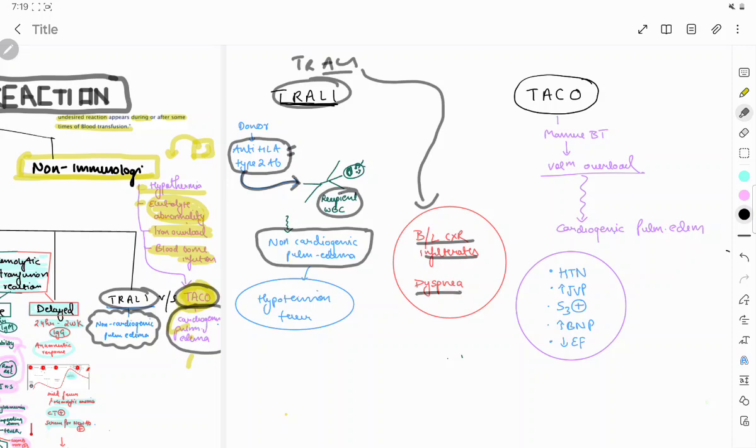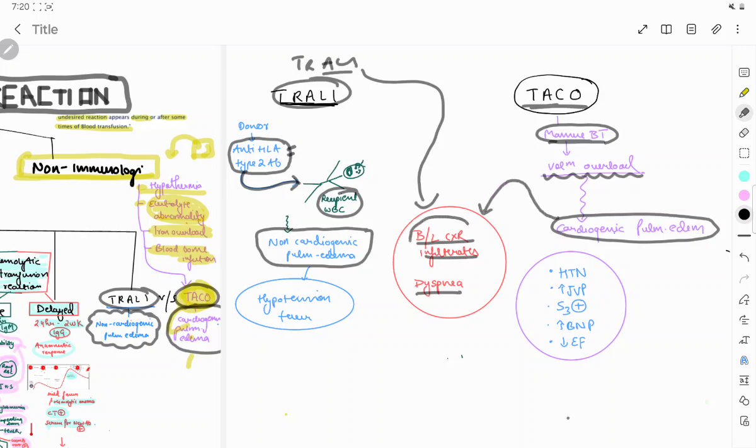Now this is the point where we may misdiagnose the case of TRALI versus TACO, because TACO is a condition which occurs because of massive blood transfusion. We are going to have volume overload and cardiogenic pulmonary edema. Now note, cardiogenic pulmonary edema is again going to present with bilateral chest x-ray infiltrates and dyspnea, a point where we may misdiagnose the case. So TRALI has some more features which help us, and TACO has some more features which help us.